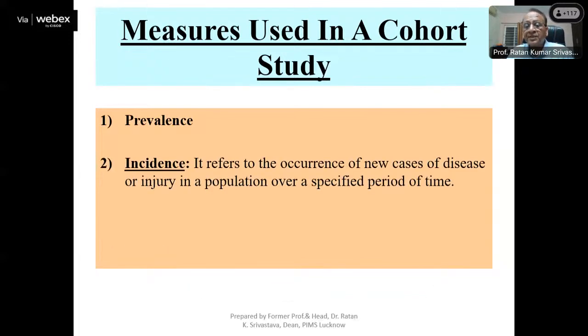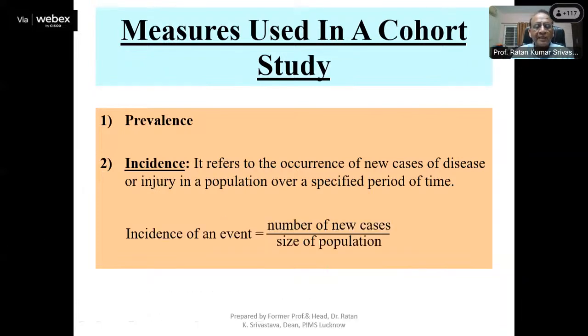Now new cases, because you are following them for 10 years, 20 years, you can come across new cases, and they make incidence. It refers to the occurrence of new cases of the disease or new injury. And then you calculate incidence among the exposed population and incidence of an event in the unexposed. Number of new cases divided by size of population. So you calculate incidence rate in exposed, incidence rate in unexposed.